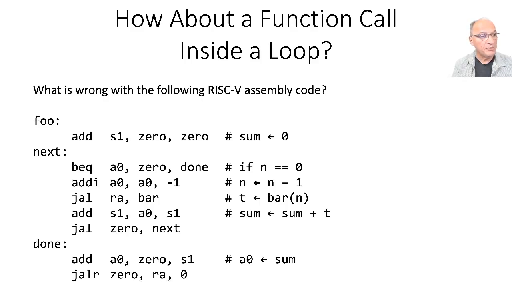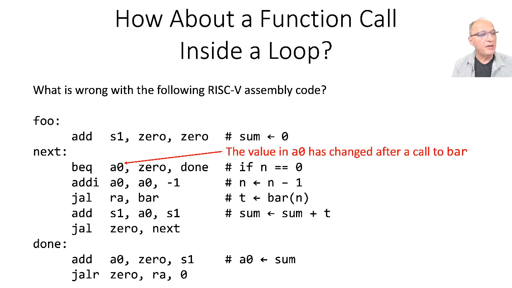However, there is a second problem in this code, and the second problem happens because of the value of a0. a0 will have been changed by the function bar. So when I first start my program, the value in a0 was my variable n. I subtract 1 from n, and then I call bar. When bar returns, the value that I have in a0 is whatever bar returned to me. It's no longer the value of n.